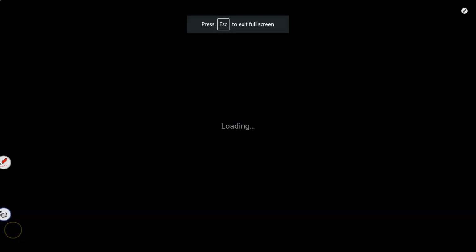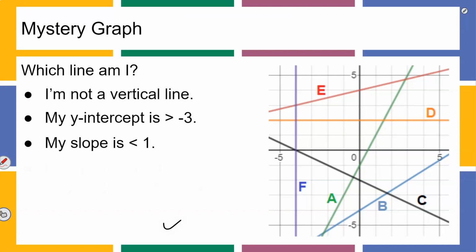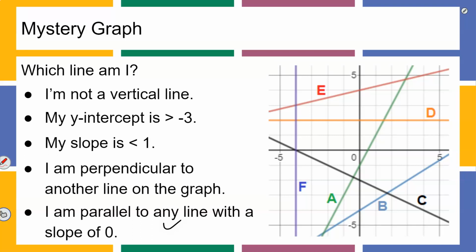Homework for today. You may want to take out your investigation notes from last week, if you still have them. Your goal is to figure out which one of these lines is the line it's talking about. It has to meet all of these clues.